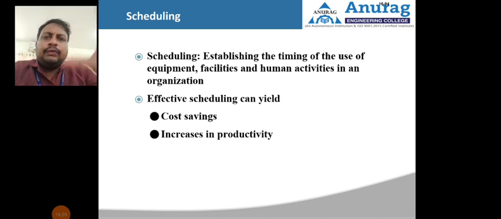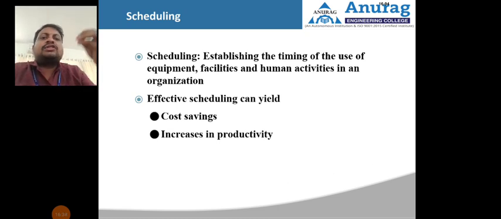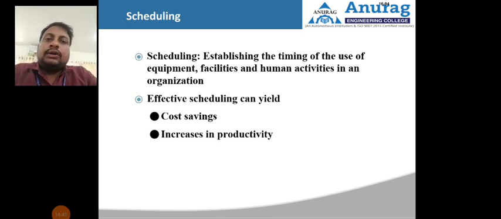At the same time, the customer orders will be there, and we need to deliver on the due date. Whatever order we get, we need to deliver in the shortest possible time, within the due date. So these are the important factors and objectives of scheduling. I hope you are understanding the sequencing rules and objectives of scheduling. Thank you.